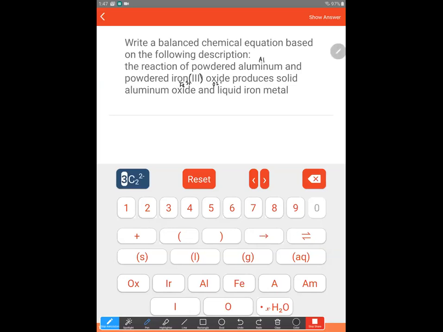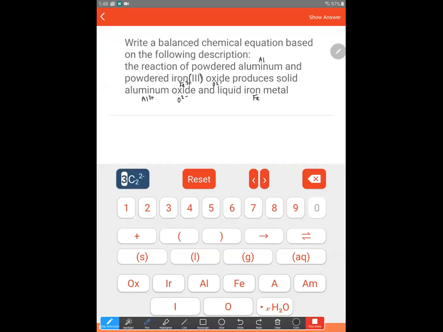And then we have aluminum oxide. In this case, aluminum is a 3 plus, oxygen is a 2 minus. This is because aluminum is in group 3A or 13, which has 3 valence electrons, so it's going to form a 3 plus. Oxygen is in group 16 or 6A, which is 2 short of a filled octet, so it's going to grab 2 electrons and have a 2 minus charge. And then here, iron is going to have no charge.